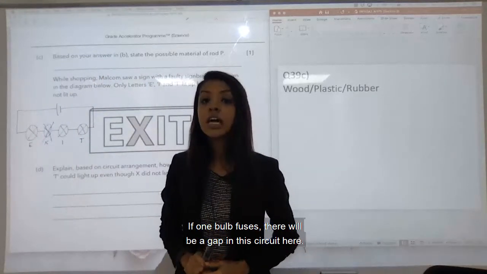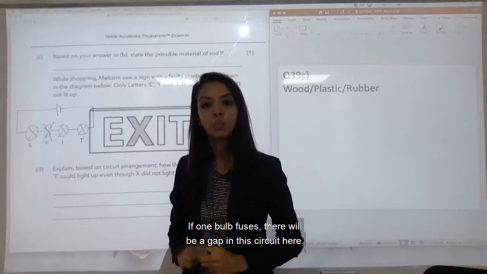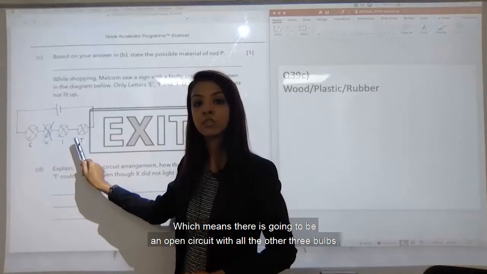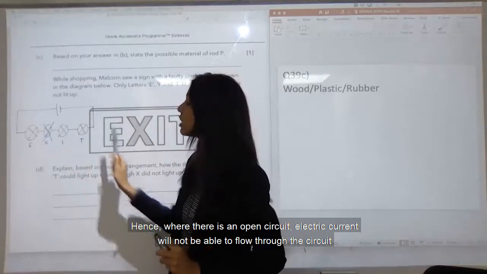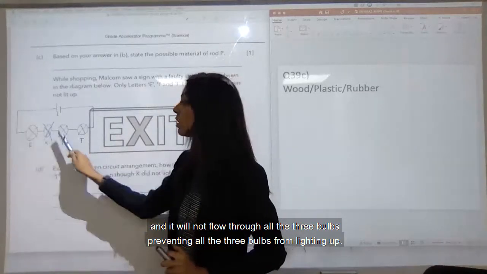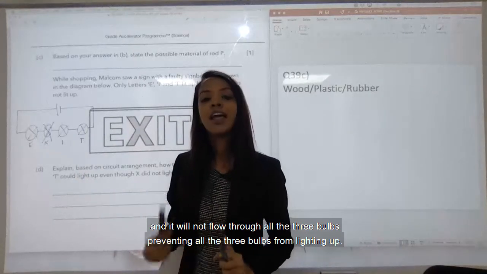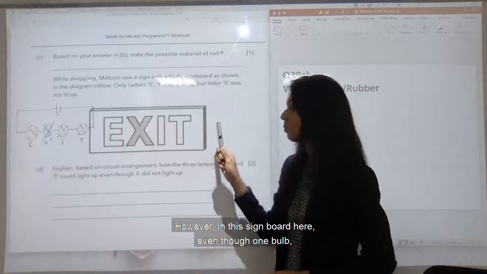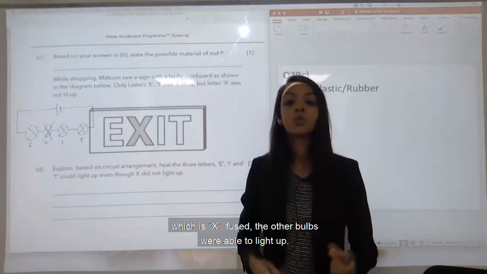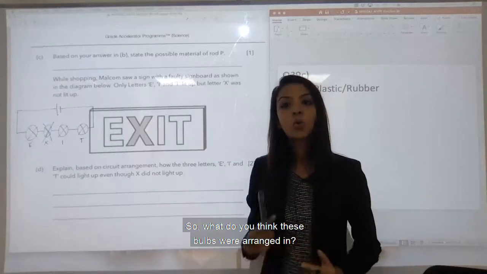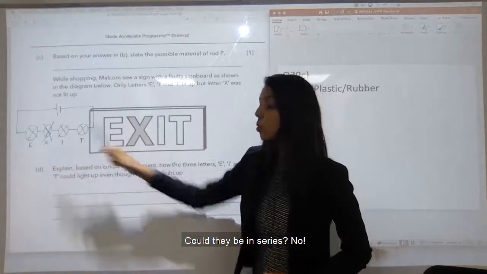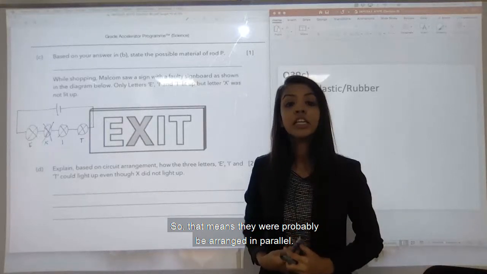If one bulb fuses, there will be a gap in this circuit here, which means there is going to be an open circuit with all the other 3 bulbs. Hence, when there is an open circuit, electric current will not be able to flow through the circuit and it will not flow through all the 3 bulbs, preventing all the 3 bulbs from lighting up. However, in this signboard here, even though one bulb, which is X, fused, the other bulbs were able to light up. So, what do you think these bulbs were arranged in? Could they be in series? No. So that means they would probably be arranged in parallel.